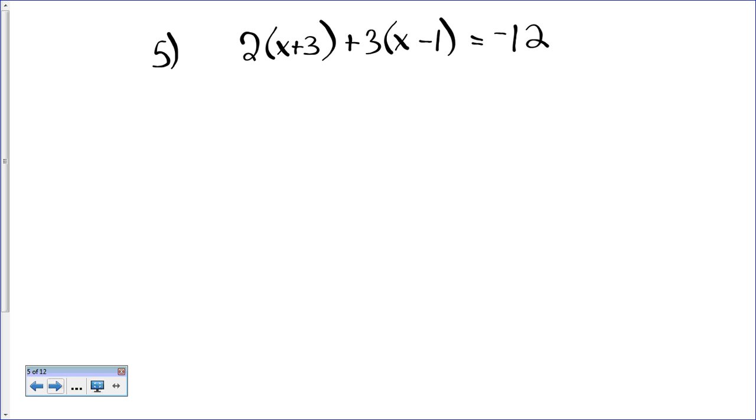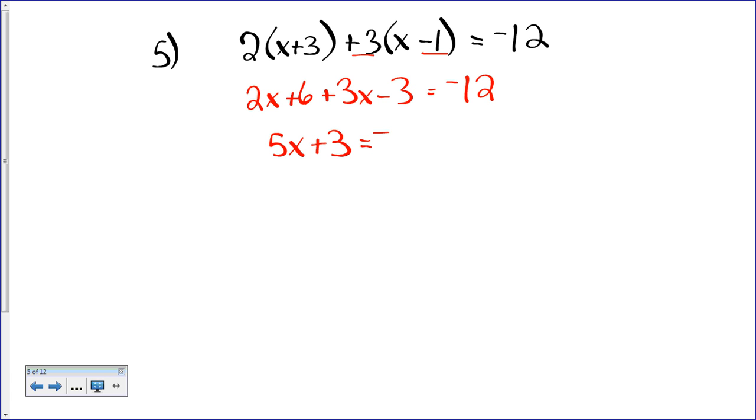Okay, number 5. Same thing. You look at the equation, I see parentheses, so that should be your first order of business, to get rid of those parentheses. So you're going to distribute the 2. So that's 2x plus 6. Then you're going to distribute the 3, plus 3x minus 3. Because remember, a positive 3 and a negative 1 gives you a negative 3. And that's all equivalent to negative 12. Okay, so now we're going to put things together. So 2x and 3x gives me 5x, and 6 and negative 3 gives me positive 3, equals negative 12.